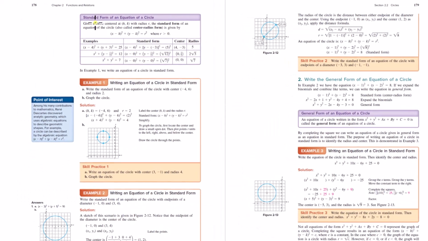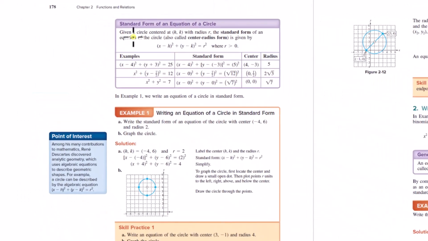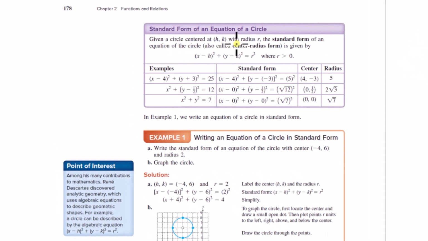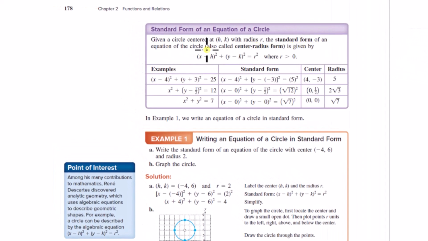So the standard form of an equation of a circle. Given a circle centered at (h, k) with radius r, the standard form of an equation of the circle, also called the center-radius form, is given by, and there it is, where r is greater than 0. That might be confusing you a little bit, because we could input a negative r and that would still work here. It would only work because if you inputted r equal to -4, well, -4 squared is 16. That would be implying that the radius is 4.